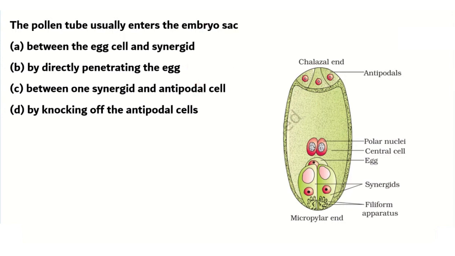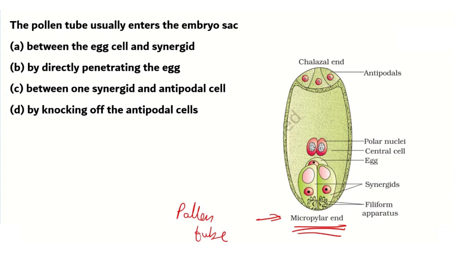Now, before we begin investigating, it's worthwhile to note that the pollen tube enters through the micropylar end whenever it tries to break into the embryo sac. So whatever way it has gotten through the ovule or the ovary, through the embryo sac, it's through the micropylar end that the pollen tube goes in, and that is because of the filiform apparatus. So having known that, let's look at the following options.